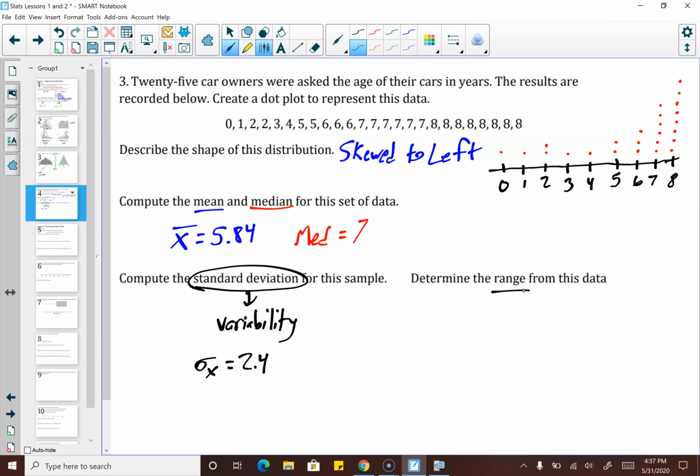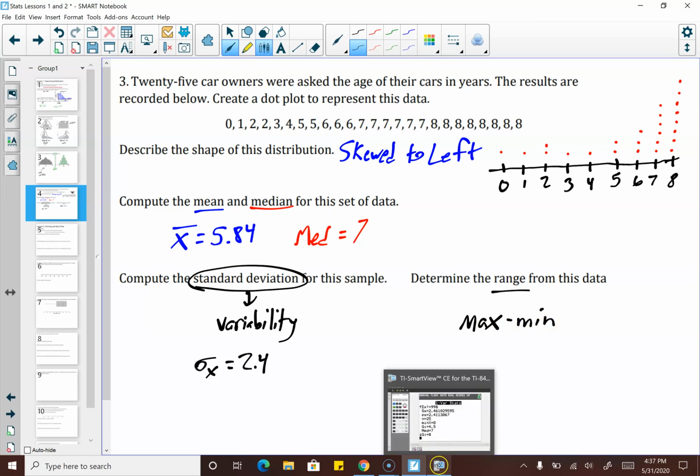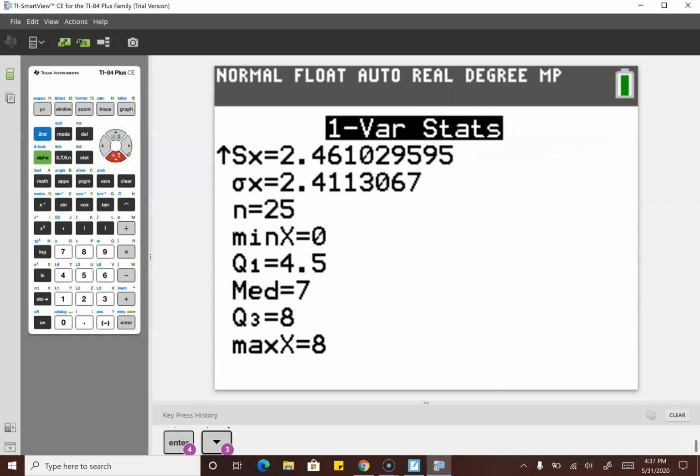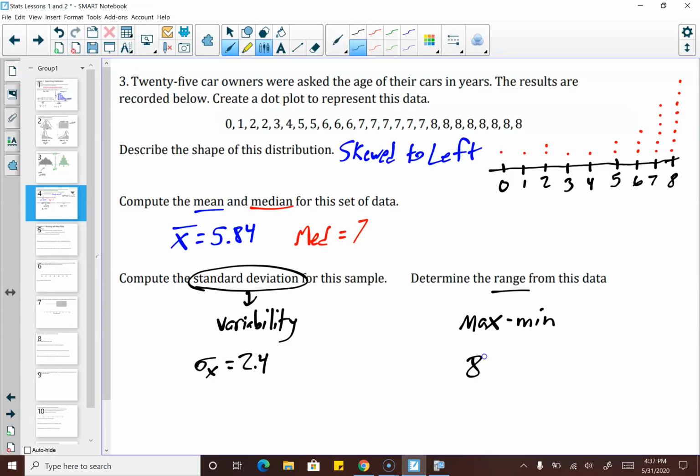And then determine the range. So our range is our maximum value minus our minimum value, which you can see because they're in order, but your calculator also tells you. So if you scroll all the way down to the bottom of the list, it tells you the min is 0. It tells you the max is 8. So our range here is 8 minus 0, which is 8. So that ability in our calculator to find our lists and be able to input those numbers in can tell us a lot about our data.